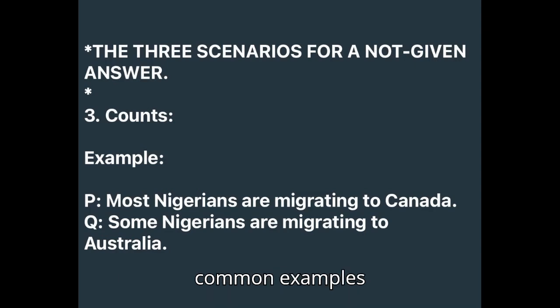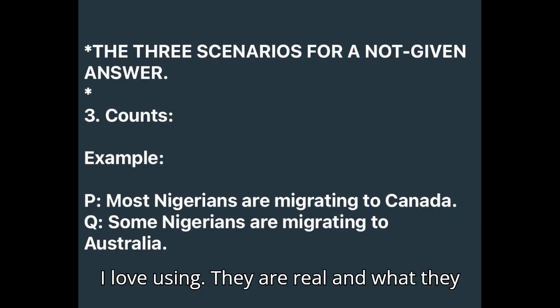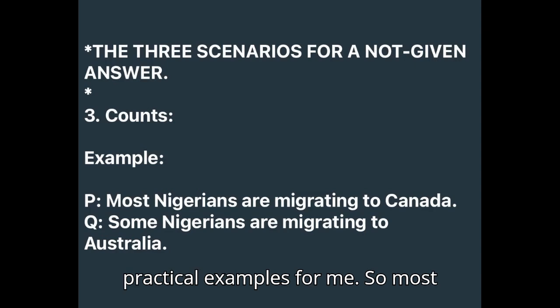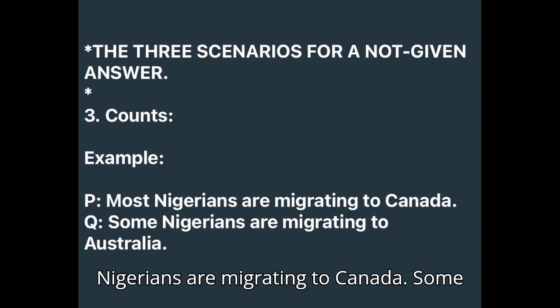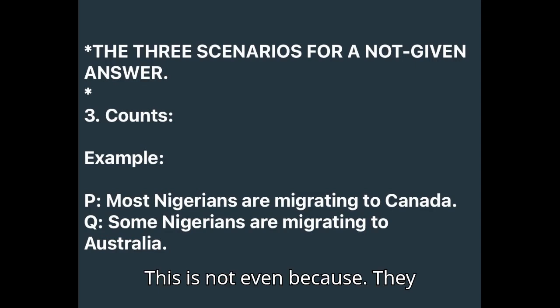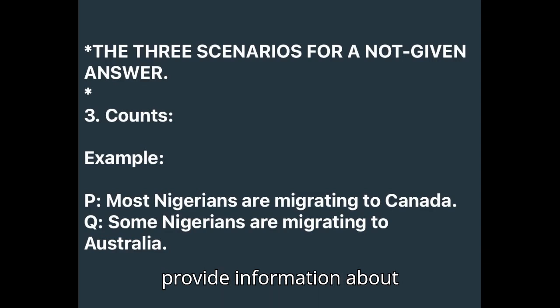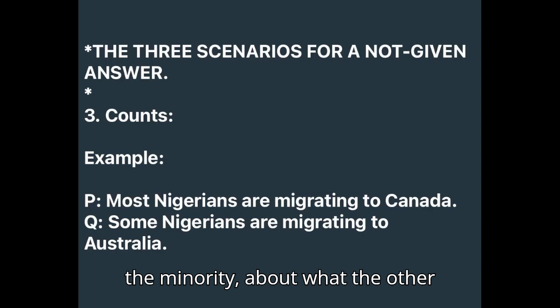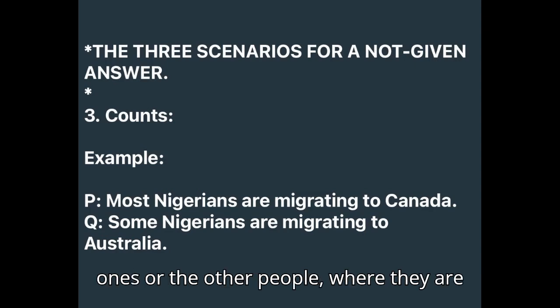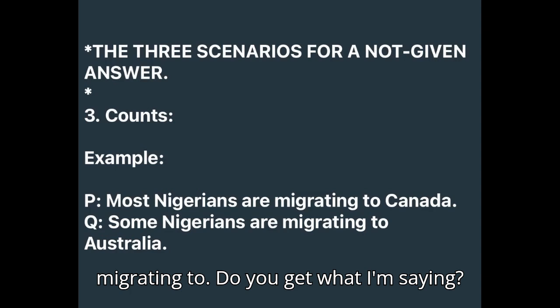These are just common examples I love using. They are real and they are more practical examples for me. So most Nigerians are migrating to Canada. Some Nigerians are migrating to Australia. This is not given because they only gave information about the majority of Nigerians, but they did not provide information about the minority, about where the other people are migrating to.